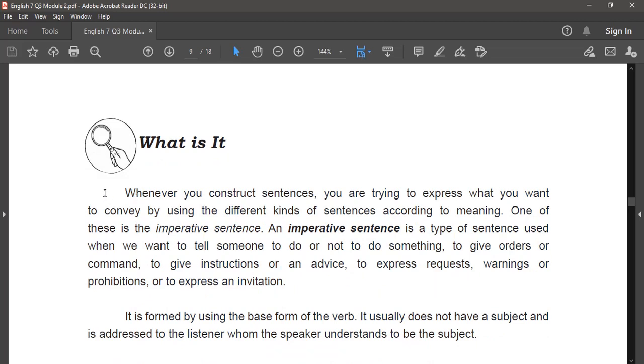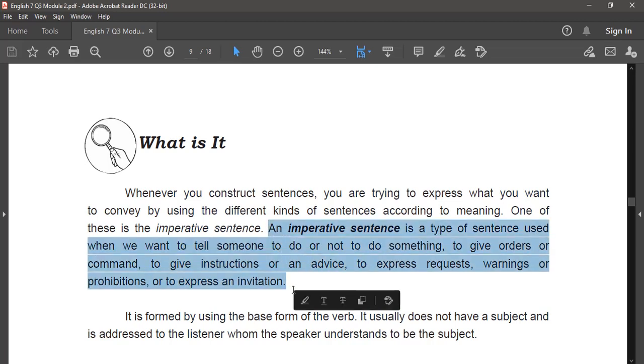It says, whenever you construct sentences, you are trying to express what you want to convey or what you want to say by using the different kinds of sentences according to meaning or according to function, the one that we discussed a while ago, the four of them. So just like what I said, one of those sentences is the imperative sentence. So try to remember this, ha?